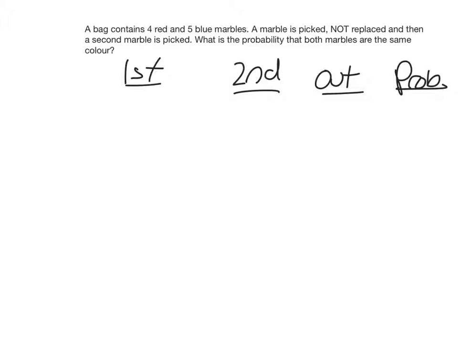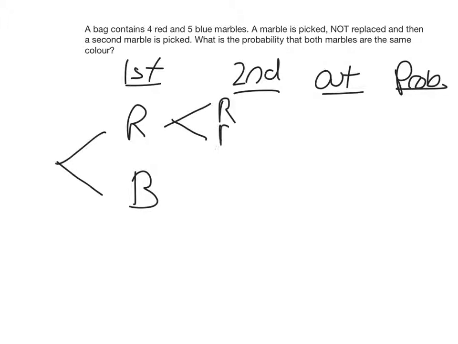So in the first stage, I can get red or blue. And if I get red first go, I can still get red or blue second go. Now the difference here is the probability. First up, there were 4 red marbles and 9 marbles in total. So the probability of getting red first up is 4 over 9. That hasn't changed. And the probability of getting blue is 5 over 9.